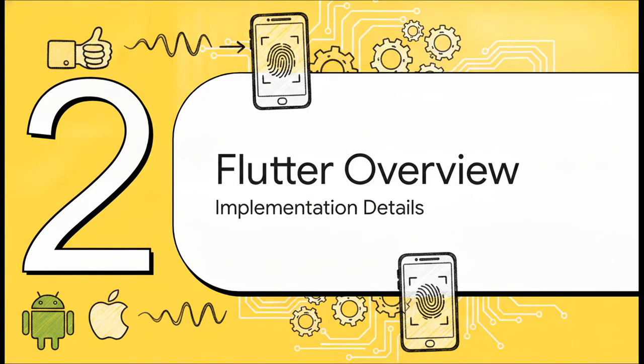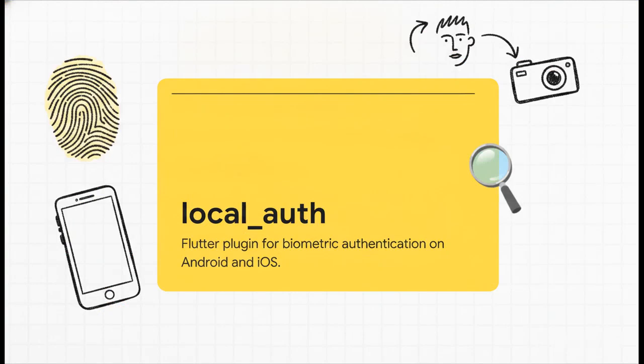Moving right along to part 2, our Flutter implementation overview. So, now that we understand the why, let's talk about the how. How does Flutter support this natively so we don't lose our minds writing completely separate code bases for iOS and Android? Well, the absolute foundational tool for this entire workflow is the Local Auth package. This is an official Flutter plugin that provides a really clean, unified API for authenticating users across both major platforms. It essentially bridges the gap between your Dart code and the device's native hardware, whether we're talking about a fingerprint scanner or a Face ID camera array.